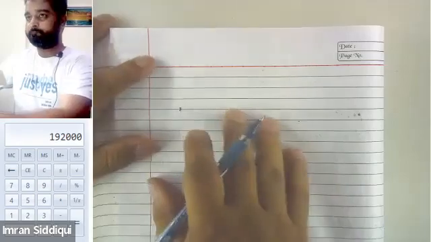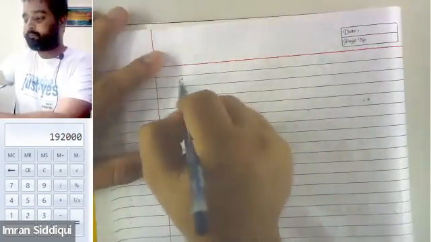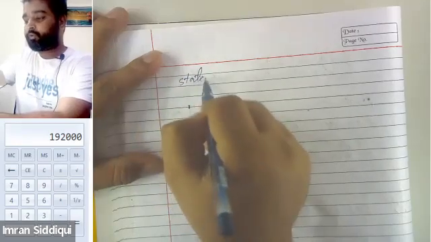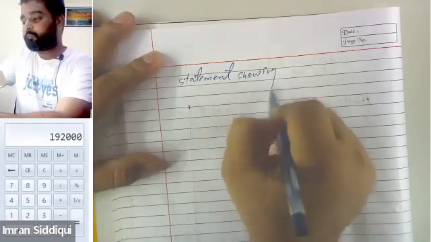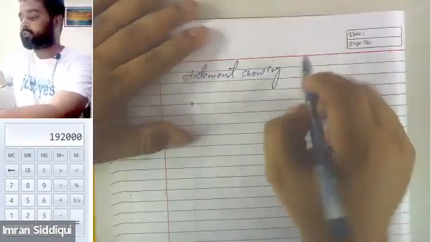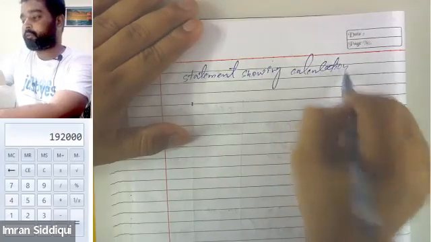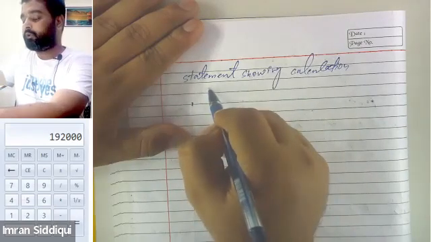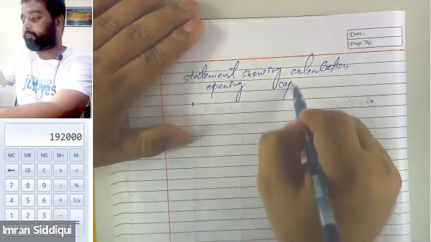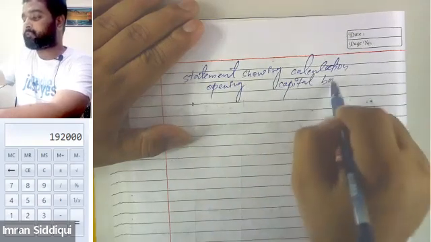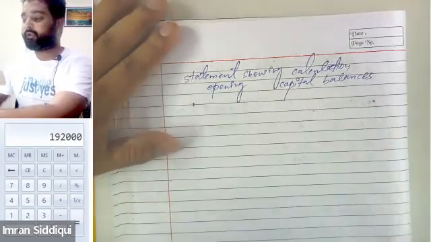So first of all, we will make a format. Write down a statement showing calculation of opening capital balance of partner. Note it down, everyone: statement showing calculation of opening capital balances. So we are preparing this statement just to find out the opening capital balance.